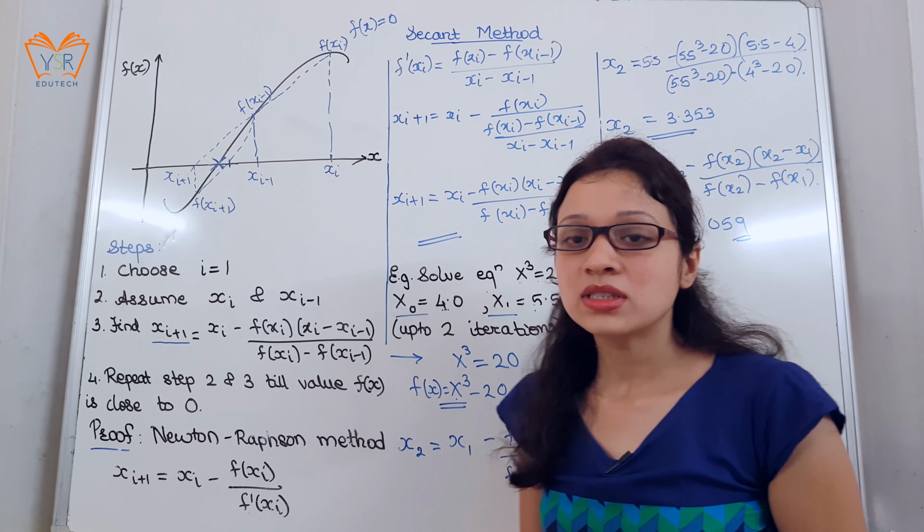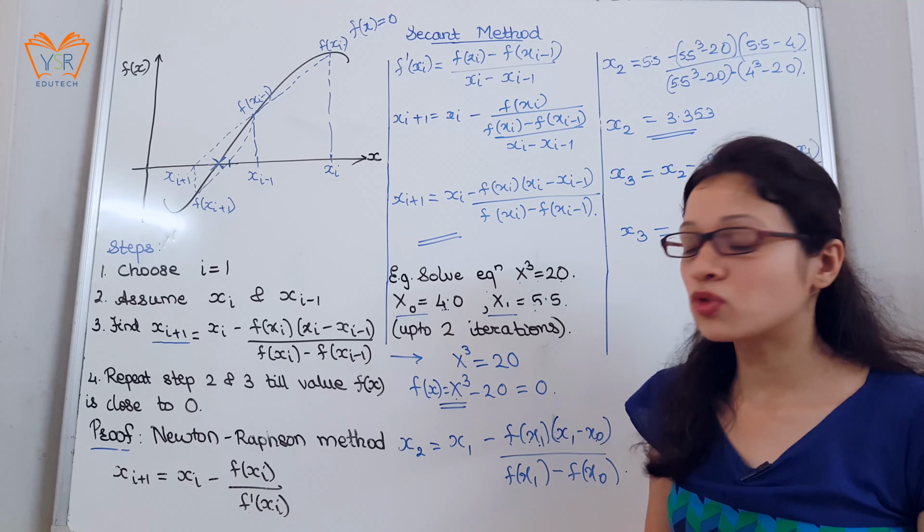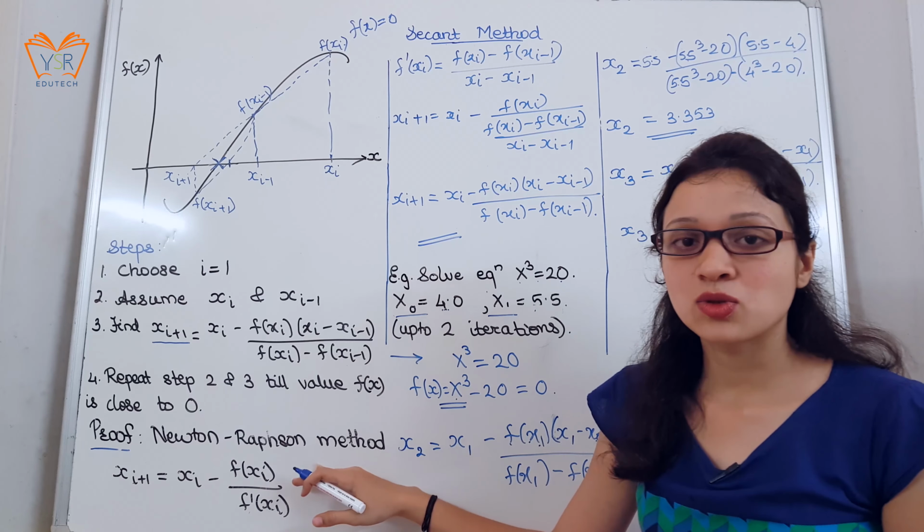Out of the 4 methods, the Newton-Raphson method and secant method are very important because most of the GATE questions are asked on these 2 methods.